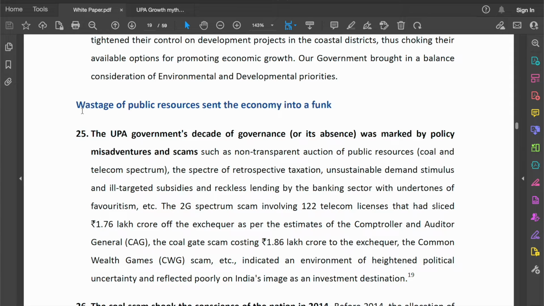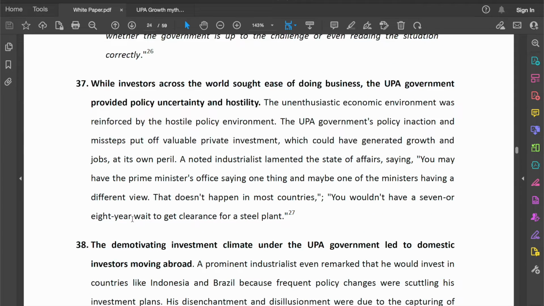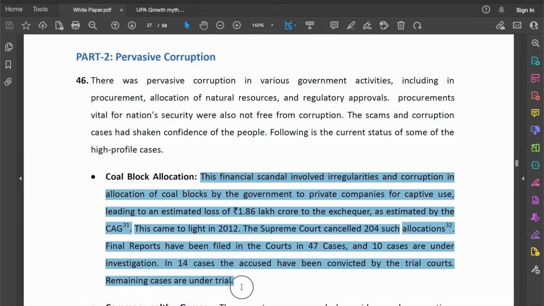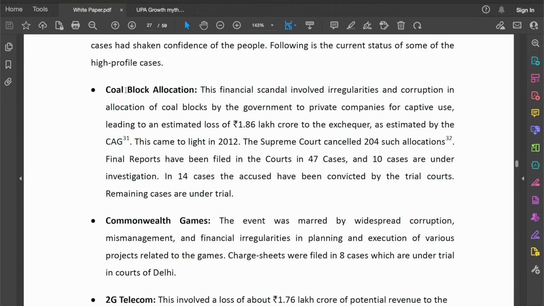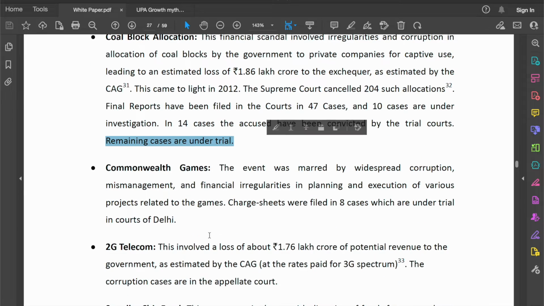Now, waste of public resources, which I agree, because if there are a lot of scams and corruption involved, the public resources will be wasted. Then they have just spoken about the status of the corruption cases. To my surprise, even after 10 years of this government, a lot of corruption cases are still under trial. For example, in coal block allocation, 14 cases have been convicted. Remaining cases are under trial.